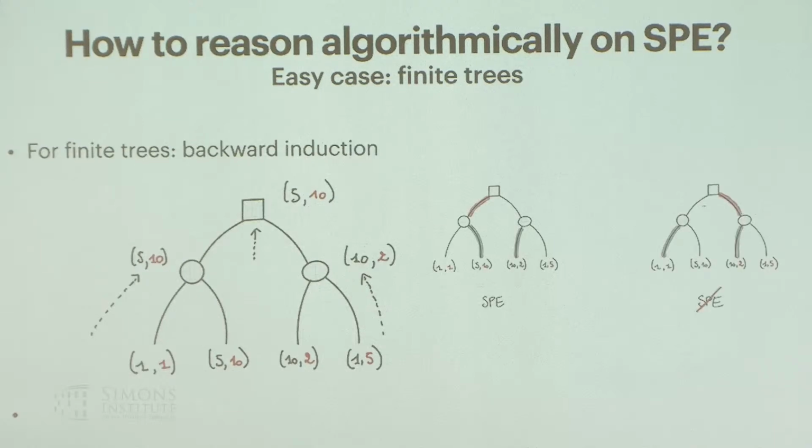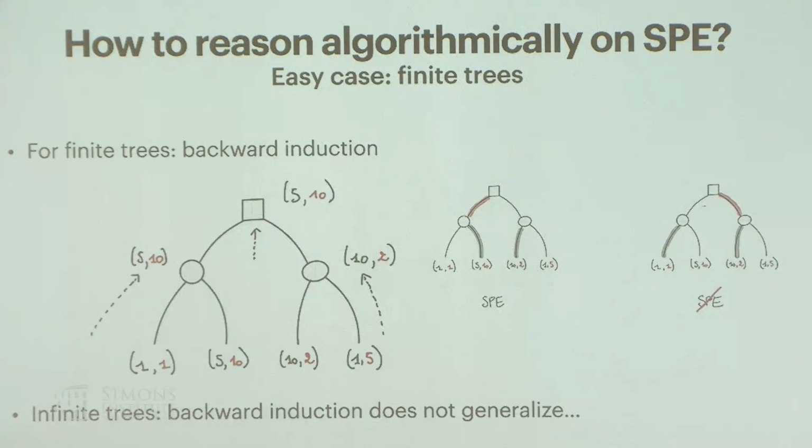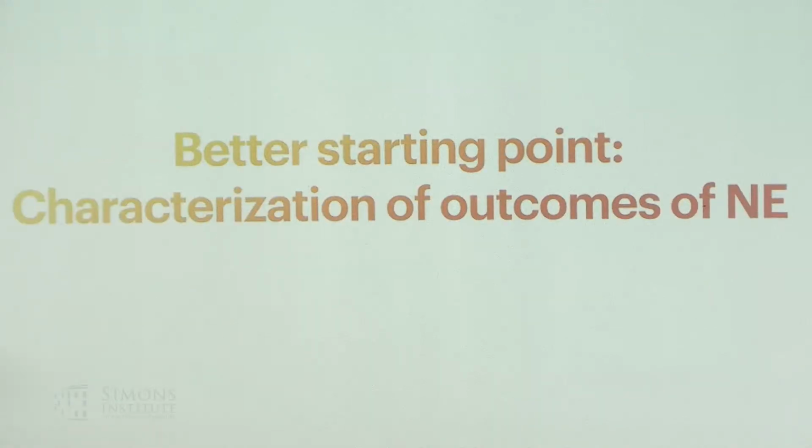If you apply this, you will indeed identify this one as an SPE, and this one as a Nash equilibrium but not an SPE. But we are working on infinite duration games, so this idea of using backward induction does not generalize easily, and we will need something else. What we will do instead is start with a characterization of Nash equilibria first, and then see how to extend this characterization to obtain a characterization for SPE.